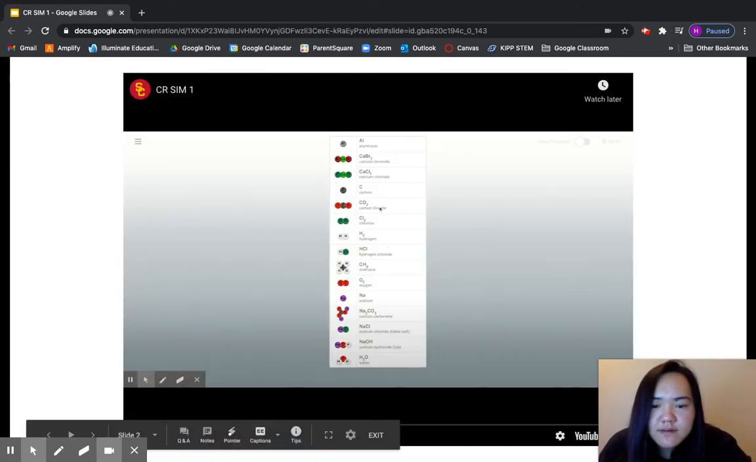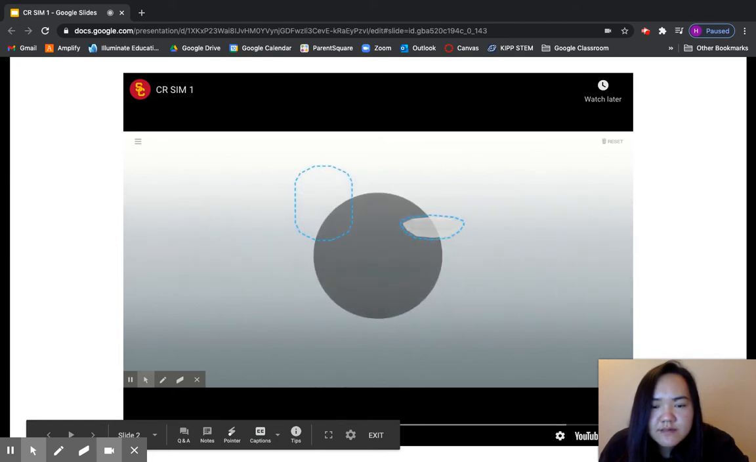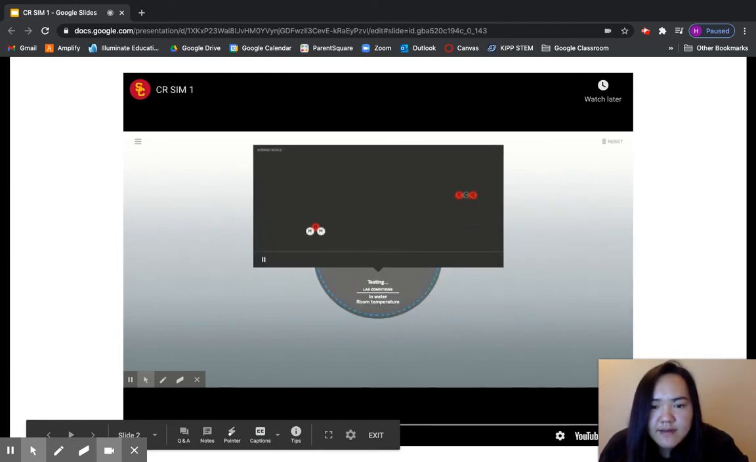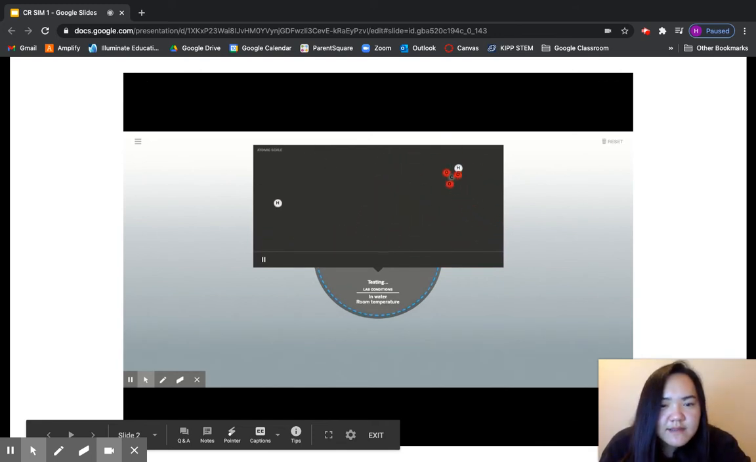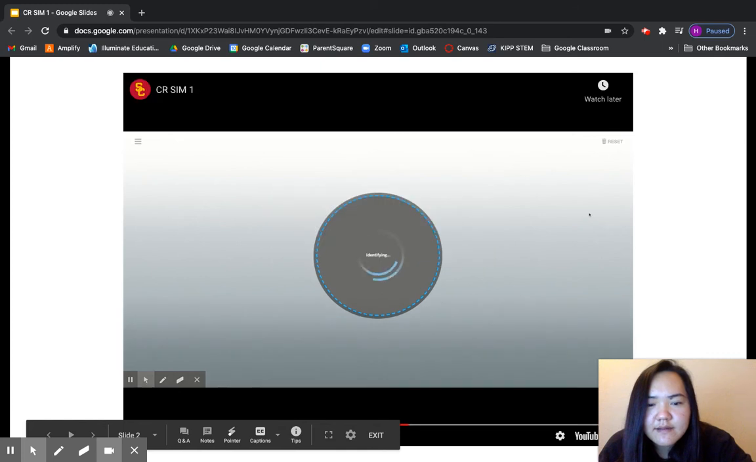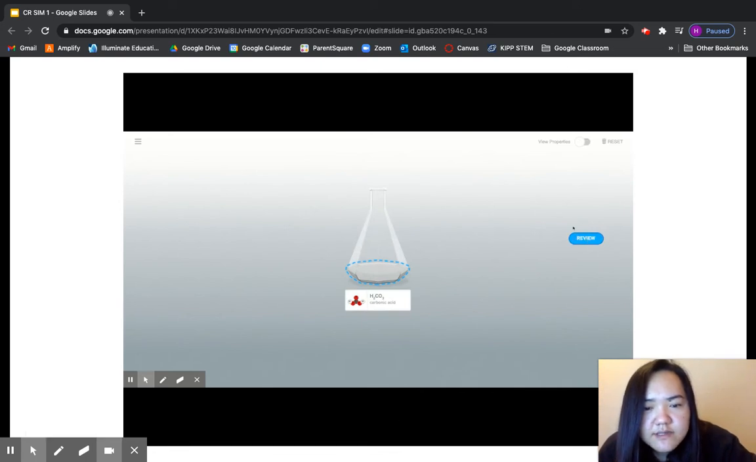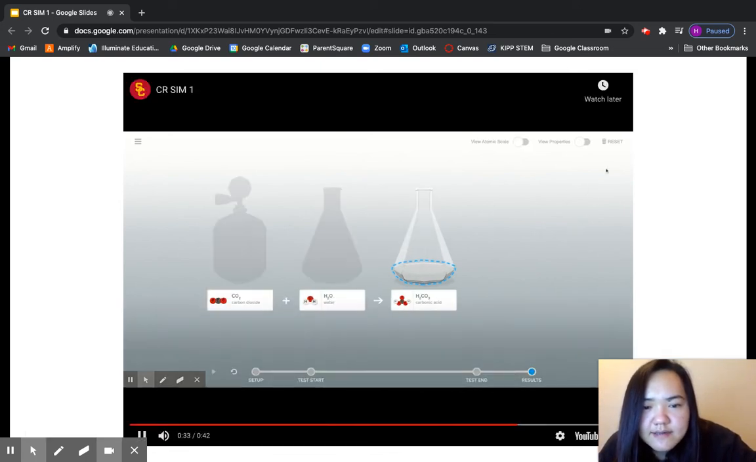So in this model, we're going to combine carbon dioxide, which we know is CO2, and water, which we know is H2O. Take a look at what happens to the atoms. So you can see they're kind of bouncing around. They break apart, but then notice that all the atoms combine together. They rearrange, which creates a substance called carbonic acid.